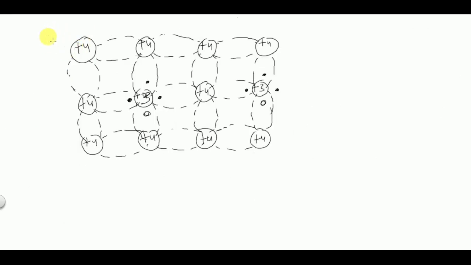Next we will discuss P-type semiconductor. In P-type semiconductor, we are going to add third group elements as the impurities. Third group elements consist of 3 valence electrons. So this represents the crystal structure of P-type semiconductor.